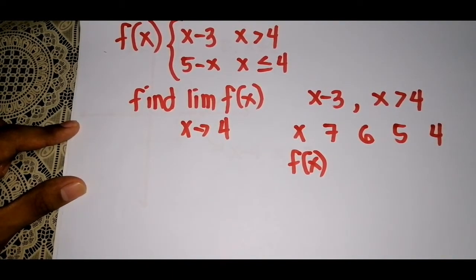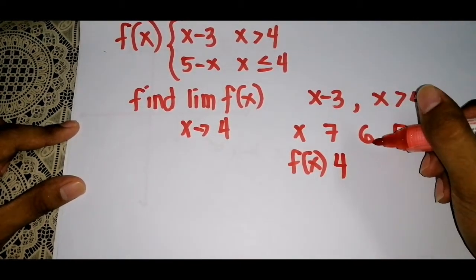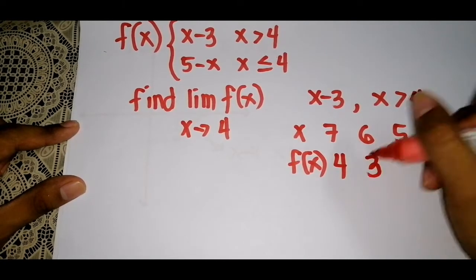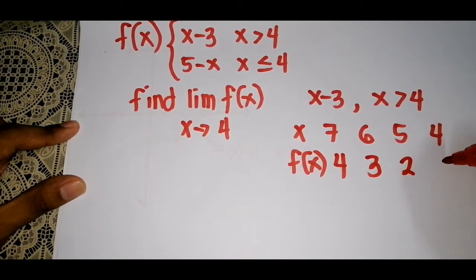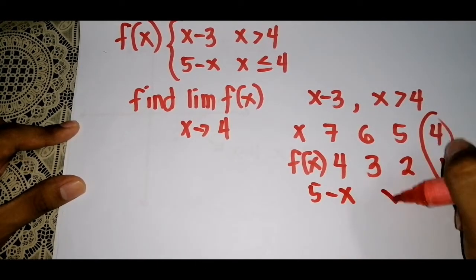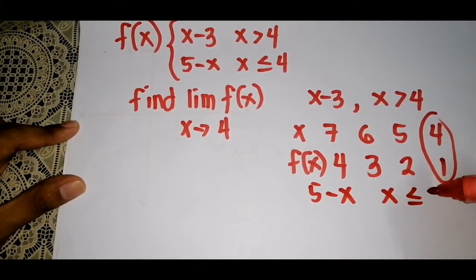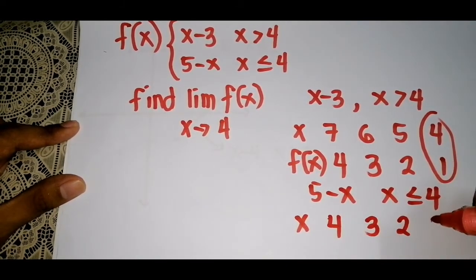Okay, so, when x is 7, the function is 4 kasi 7 minus 3 is 4. When x is 6, the function is 3. When x is 5, the function is 2. When x is 4, the function is 1. So, when x approaches 4, the limit is 1. So, next, we evaluate the second function, 5 minus x, as our x is less than or equal to 4. So, the values that we're going to use is 4, 3, 2, 1.